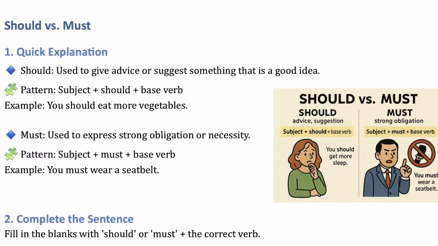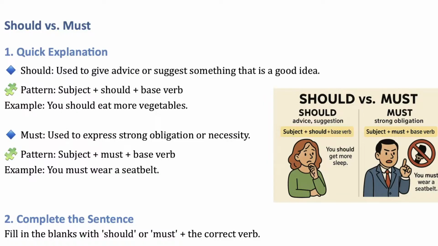Example sentence, you should eat more vegetables, right? That's a good suggestion, yeah? So you is the subject, should is our grammar point, eat is our base verb, and then more information. For example, more vegetables. You should eat more vegetables. That is a good suggestion.